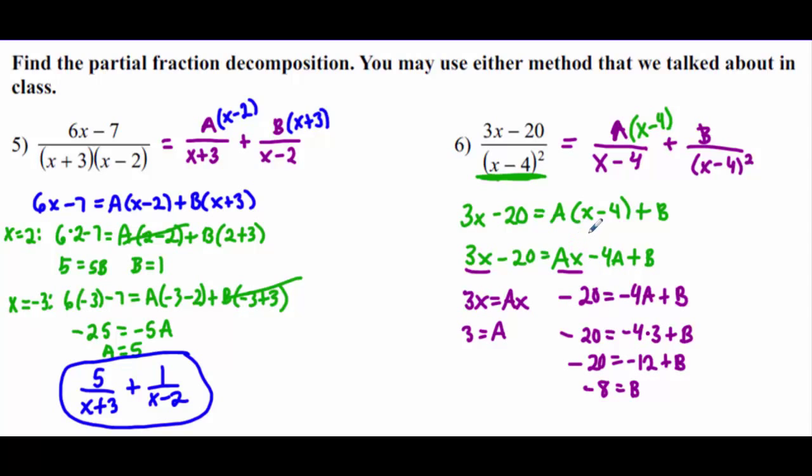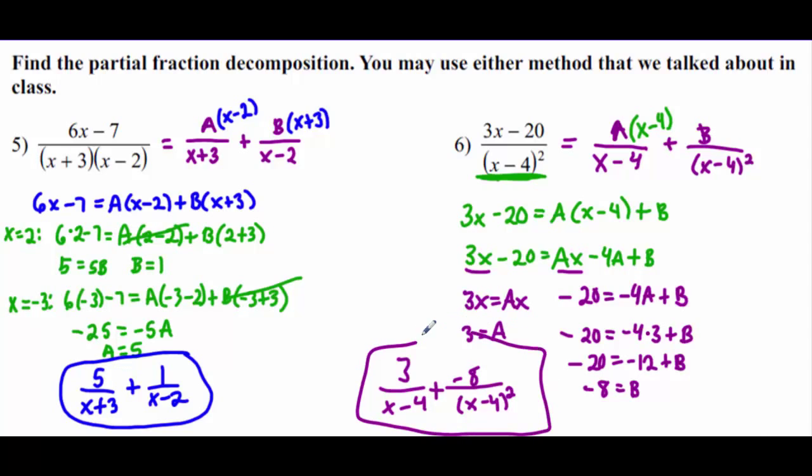So a is 3 and b is negative 8, so that's 3 over x minus 4 plus, or actually minus, 8 over x minus 4 squared. And so if you're wondering, well, how do I know if it's a plus in between instead of a minus? Or how do I know that it's not a minus? The minus comes from if your answer is negative, you'd put a negative in between them. Or you could put a positive and put the negative on top if you wanted to. Whichever.